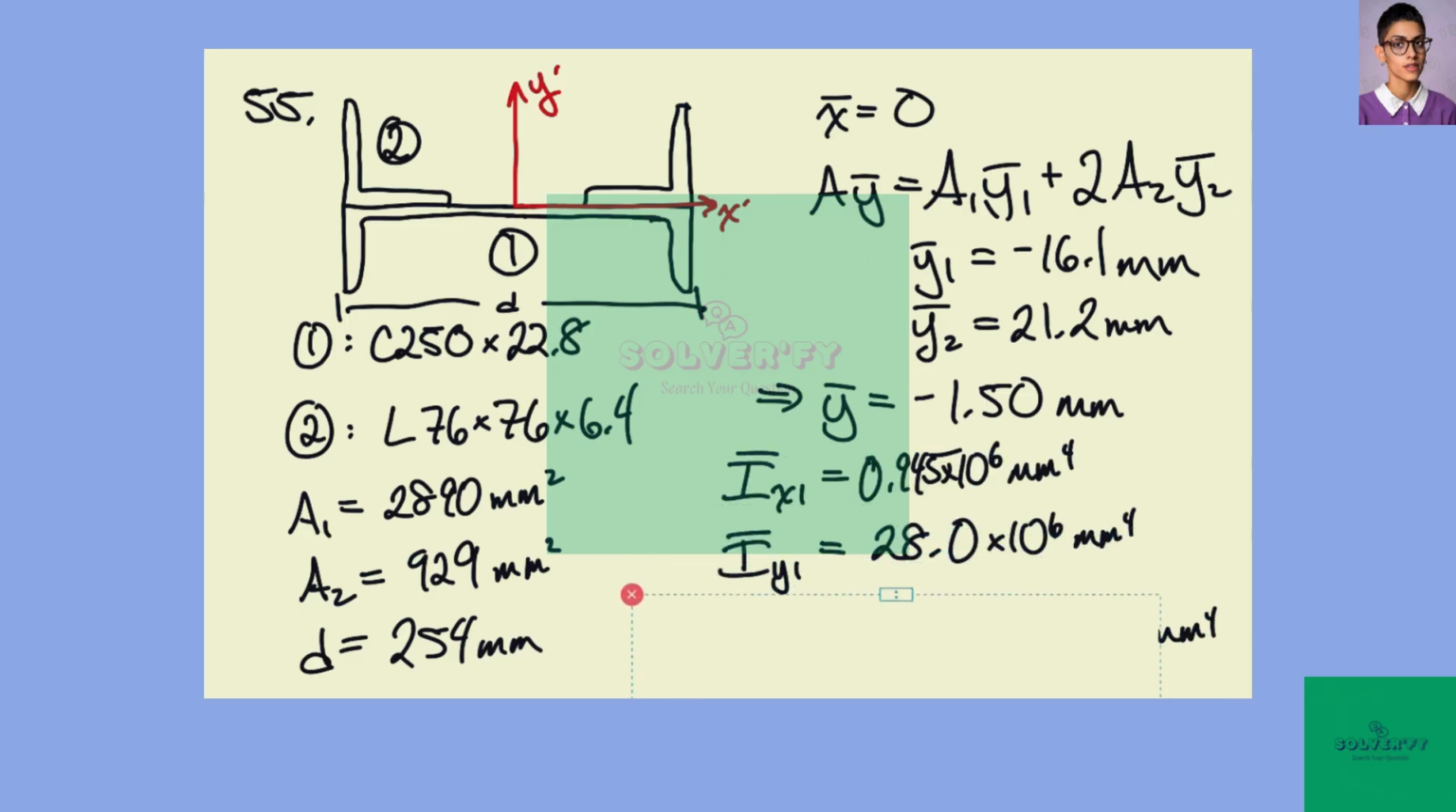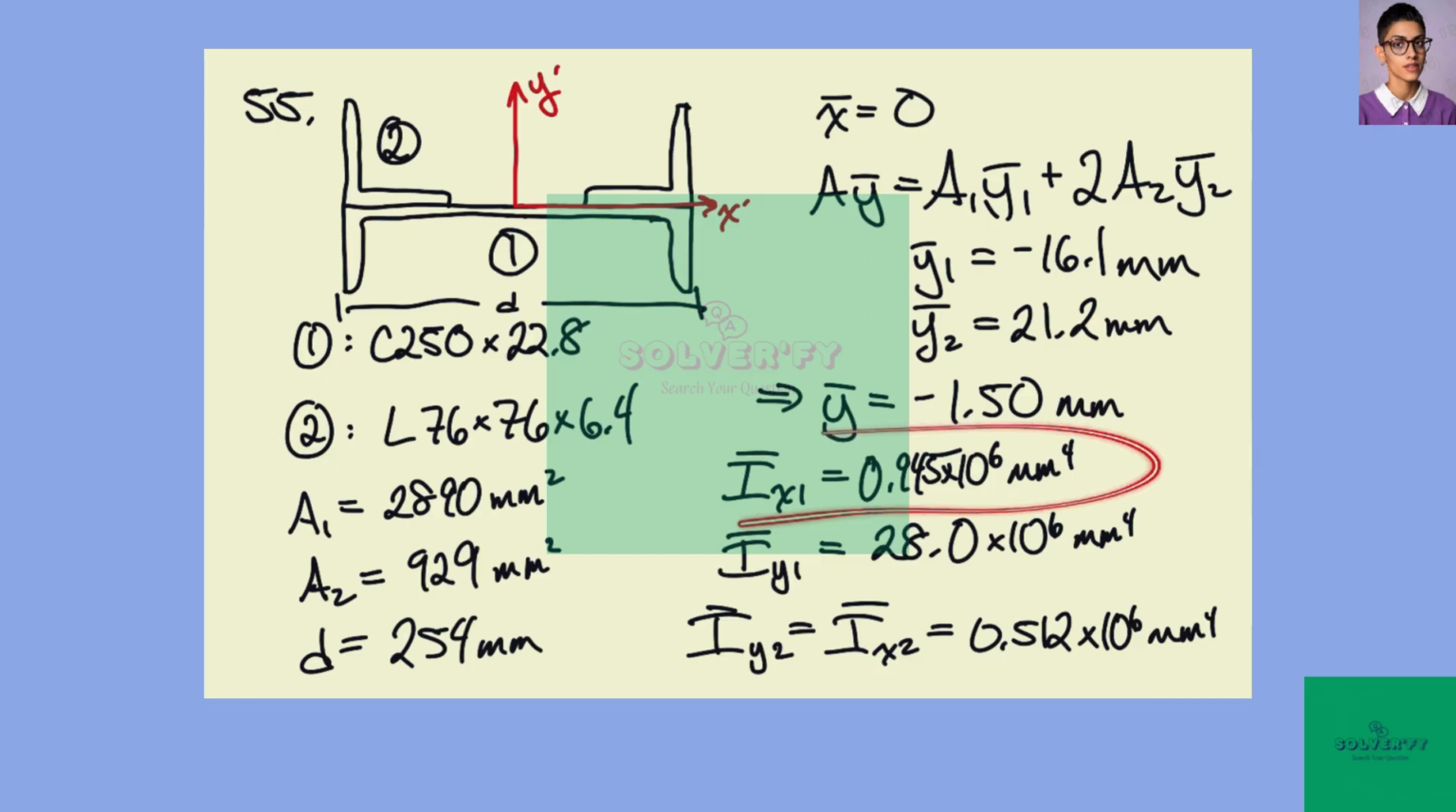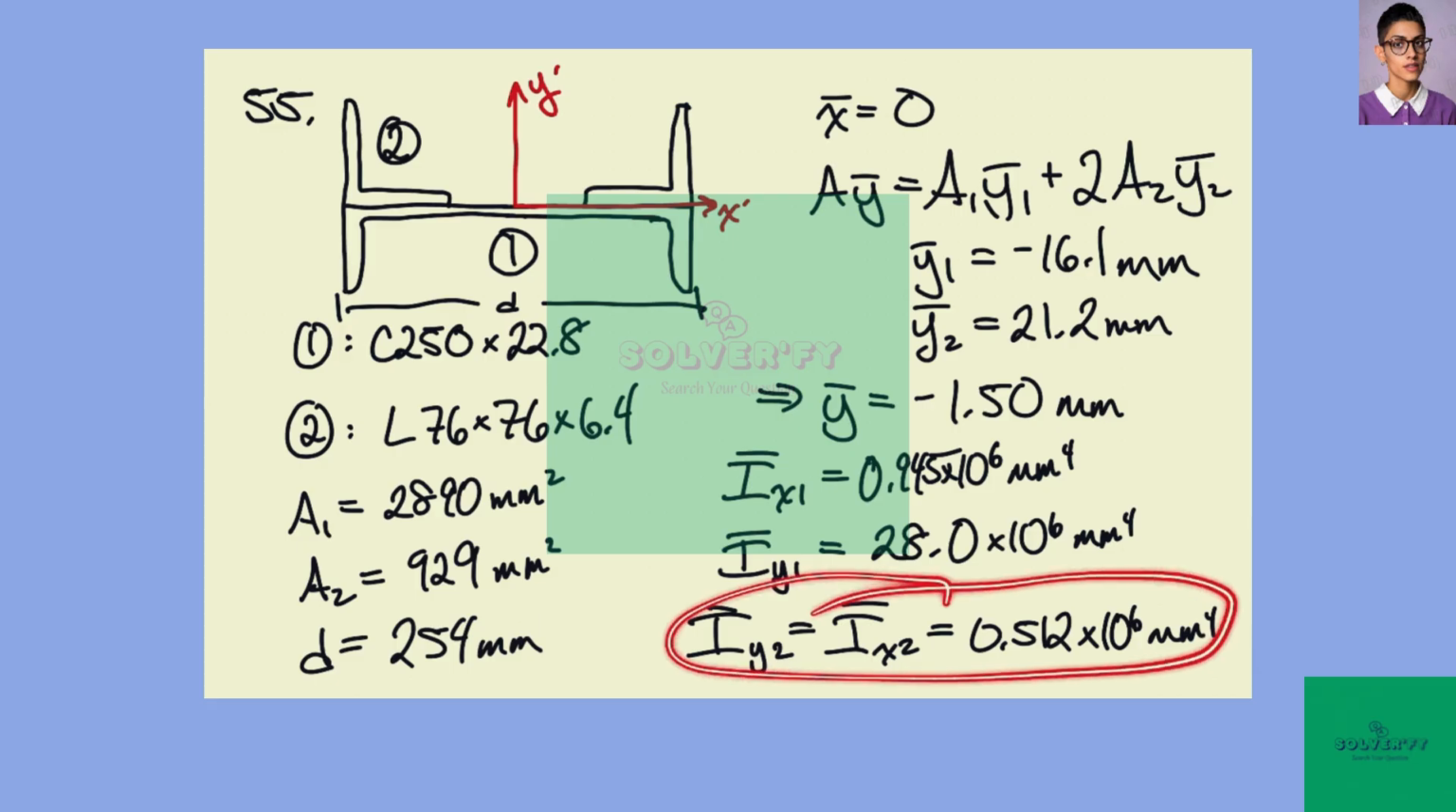Now we can look up our section centroidal properties. We'll look those up in the book. So for the C channel we have these area moments about its centroid, and for the L brackets we have these area moments about its centroid.